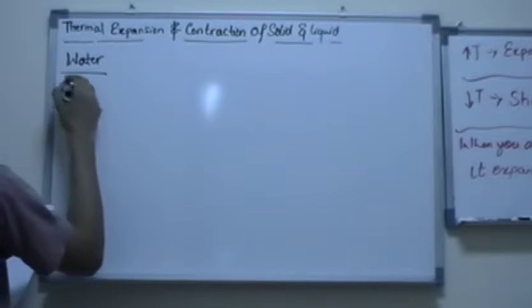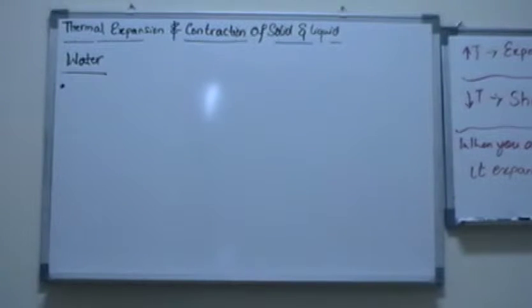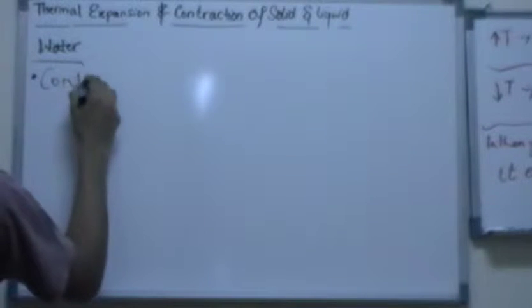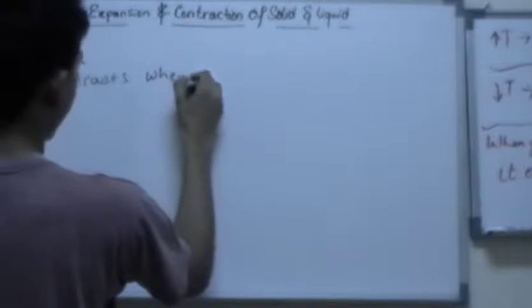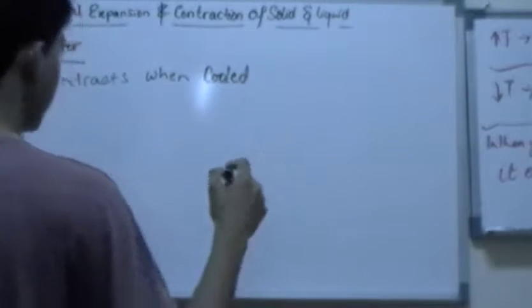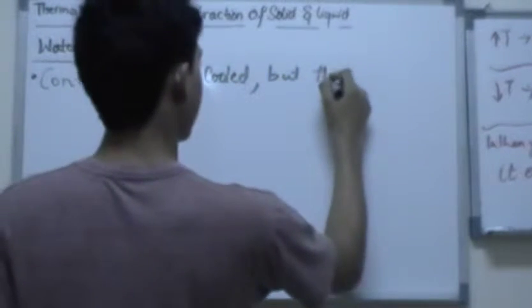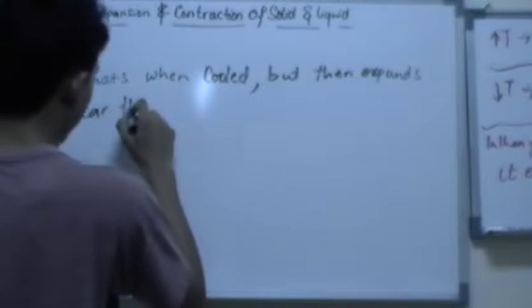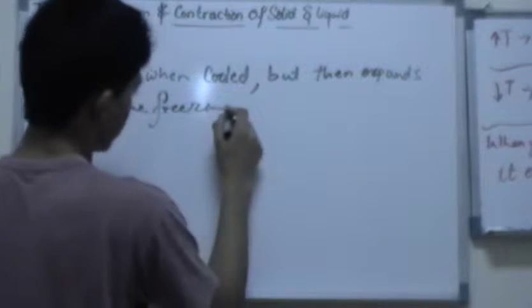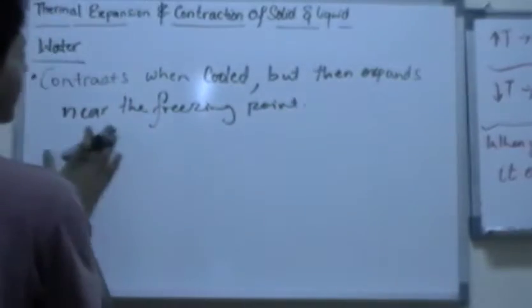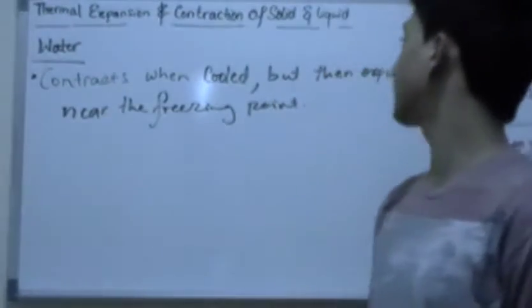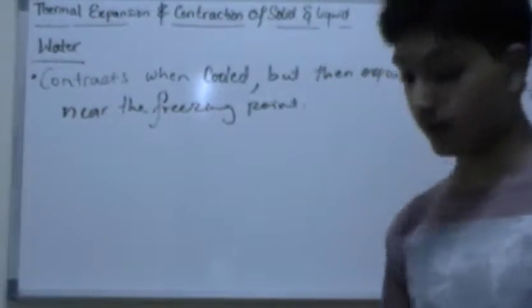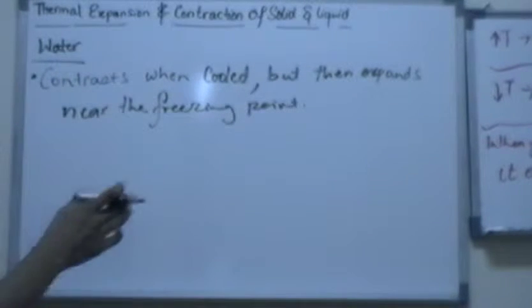Now water, and this is an important part, so I'll be zooming in, and I want you to write it down along with me. Water contracts when cooled, like every other object, but then expands near the freezing point. It contracts when it's cooled and expands near the freezing point. That's really weird. It's really incredible, different, and unique.